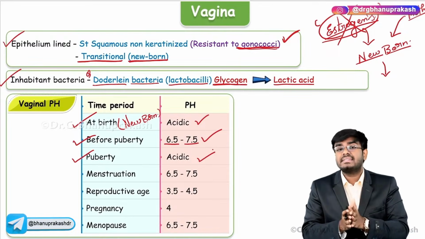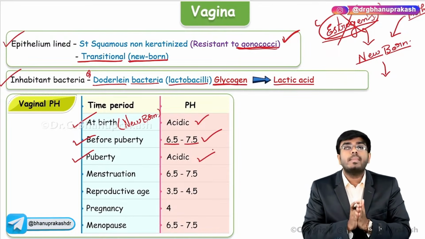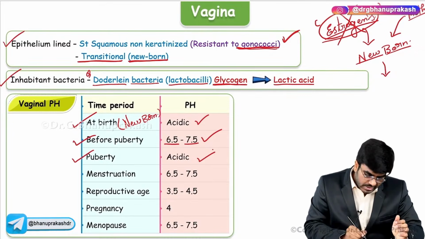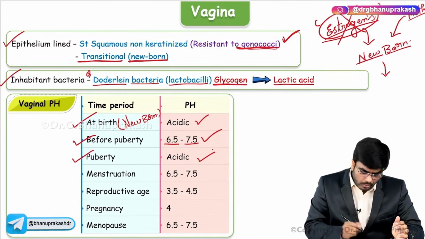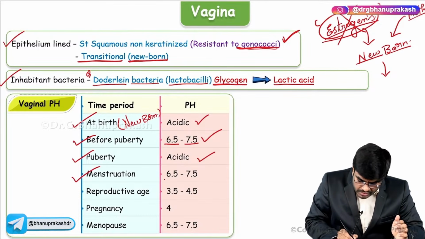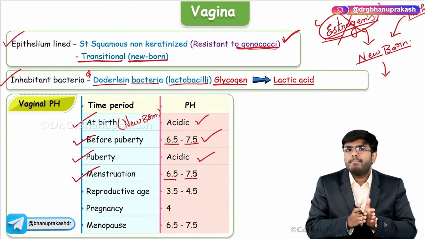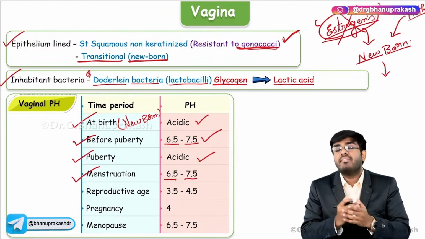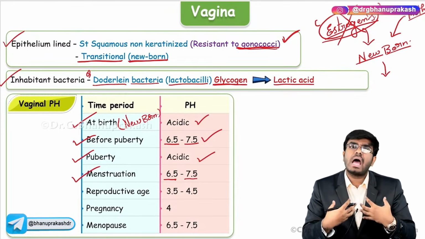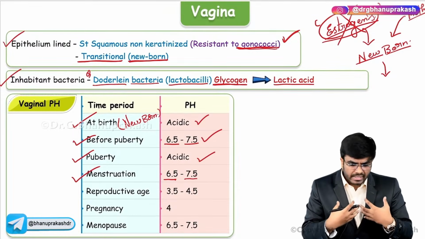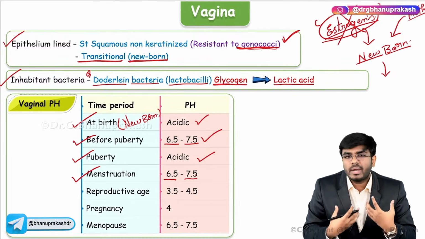Now, this lactic acid will keep the vaginal environment acidic. So that is the reason why at puberty it's acidic. Now, during menstruation again it's becoming basic, more towards the basic side. Why? Because we all know that our blood is basic. Our blood pH is somewhere around 7.4.